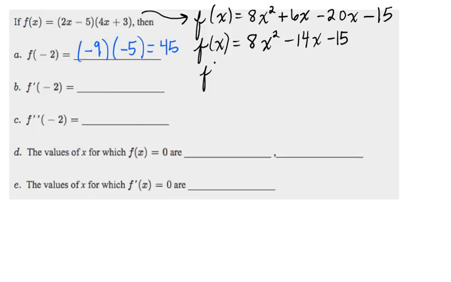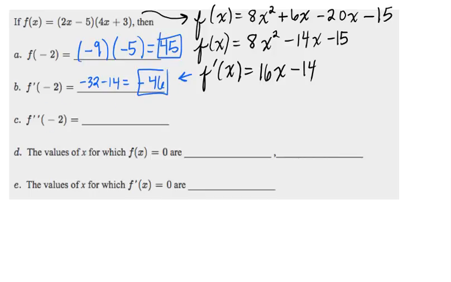Now we can take f prime of x. Using the power rule, we bring the 2 down, times the 8, we get 16x to the first, minus 14 is that derivative. So then to find f prime of negative 2, we can plug negative 2 in right here. 16 times negative 2 is negative 32, then minus 14, so that's going to be negative 46.